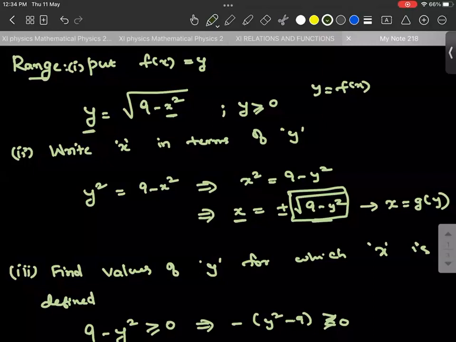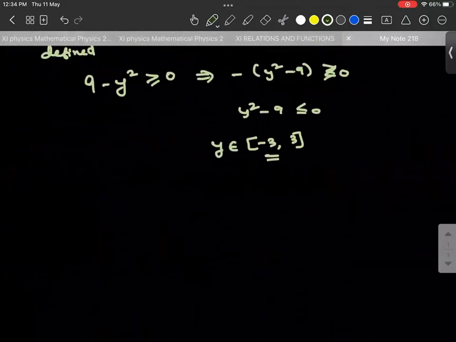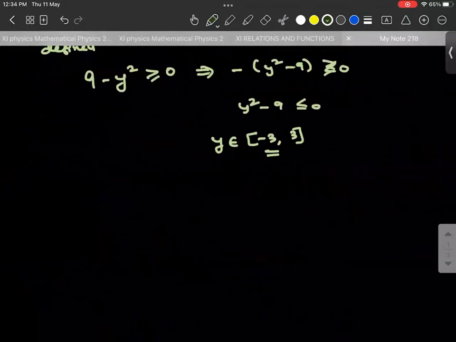Did you understand? Because y is the output set, y is greater than or equal to 0 is what I should have written. And y belongs to minus 3 to 3 is also correct. So what I should do is take the intersection of these two conditions: y greater than or equal to 0, and y belongs to minus 3 to 3.